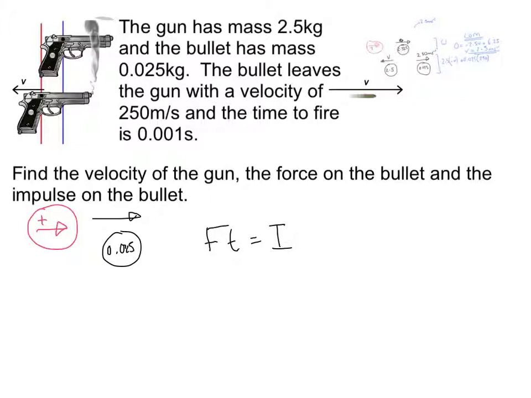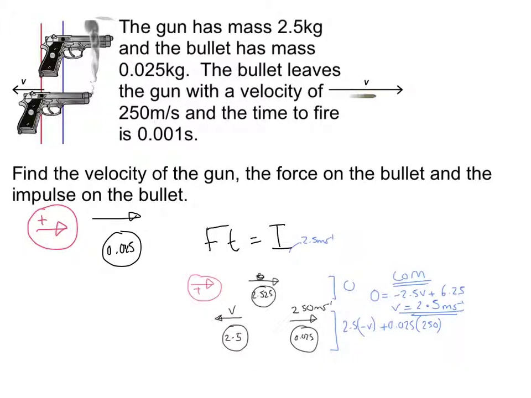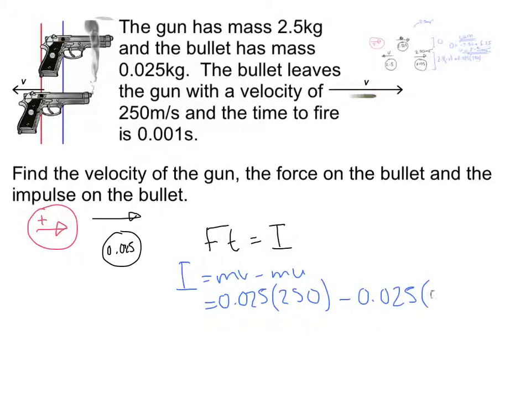So what is my impulse? Let me just go back to my other picture. So when I'm the bullet, initially it had no momentum, and then afterwards its momentum was 250 times 0.025. So I'm going to use that to work out the impulse, and then I'm going to use that to work out the force. So impulse is mv minus mu. I am the bullet, so my mass is 0.025. My final velocity is 250 meters per second. My original mass was still 0.025, but I wasn't moving.